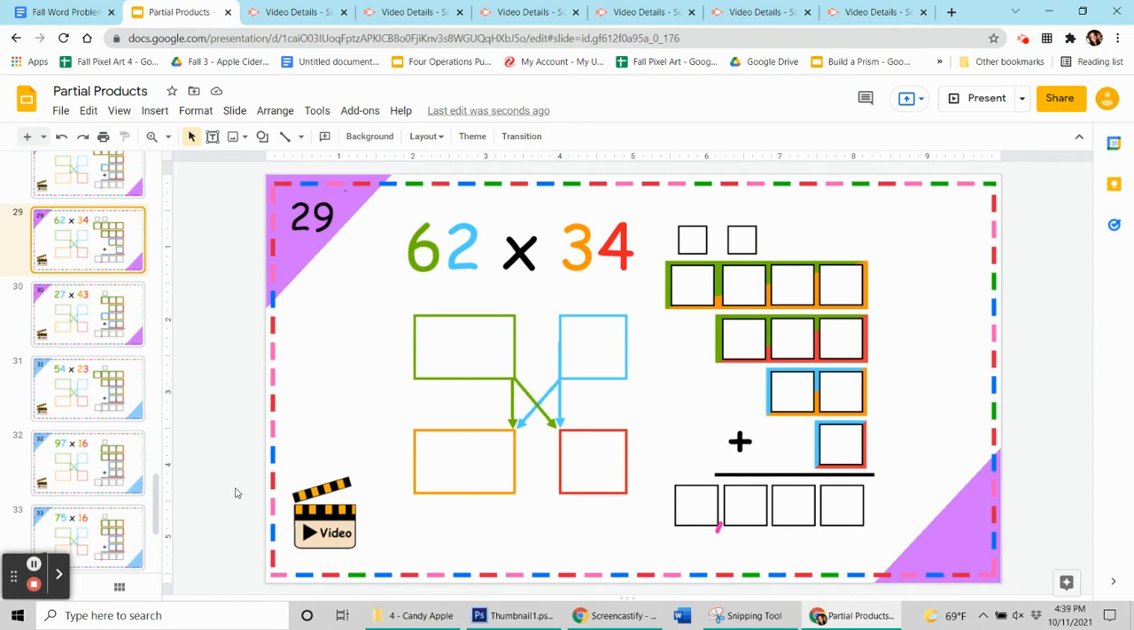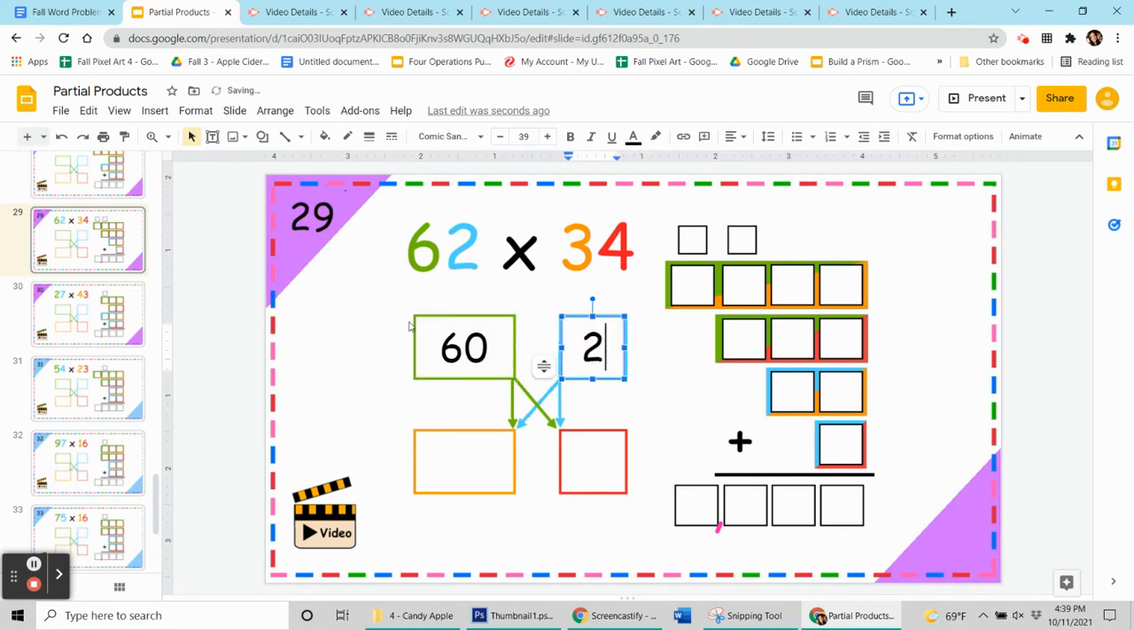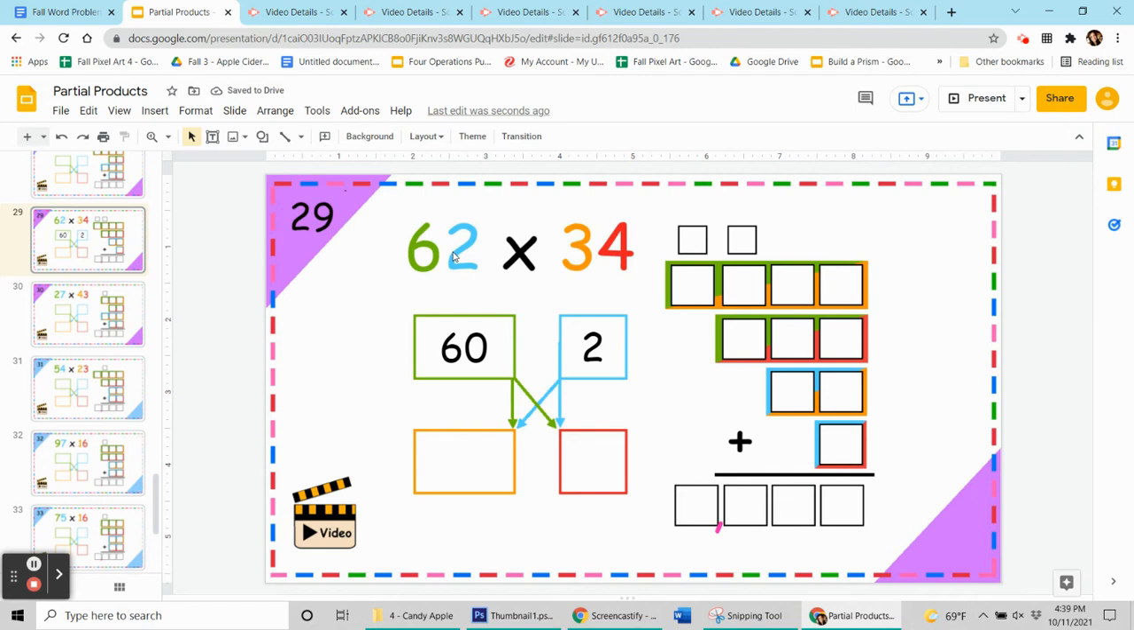So with partial products, you're going to take each number and split it into parts. In other words, you're putting it into expanded form. On the top, for the green and blue boxes, we're going to write 62 in expanded form. So that 6 is really a 60, and the 2 is a 2. That is 62. It's our first number, and it has been split into parts, and it's ready to multiply against our 34. So we're going to put that in expanded form in the orange and red boxes.